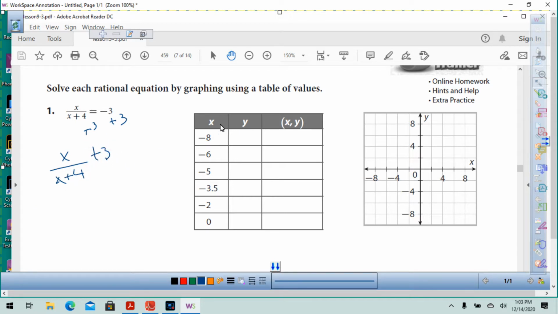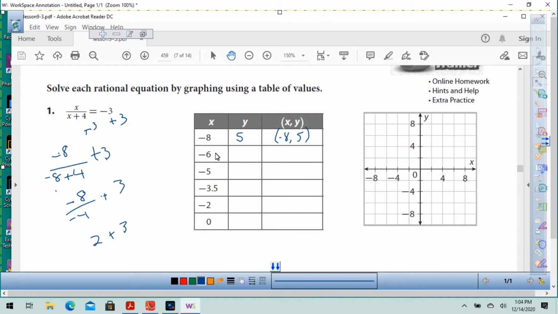Now, we've got a table of values, so let's put a negative 8 in there. That gives us negative 8 over negative 4, plus 3. That gives us 2 plus 3, which gives us 5. So we've got negative 8, 5.